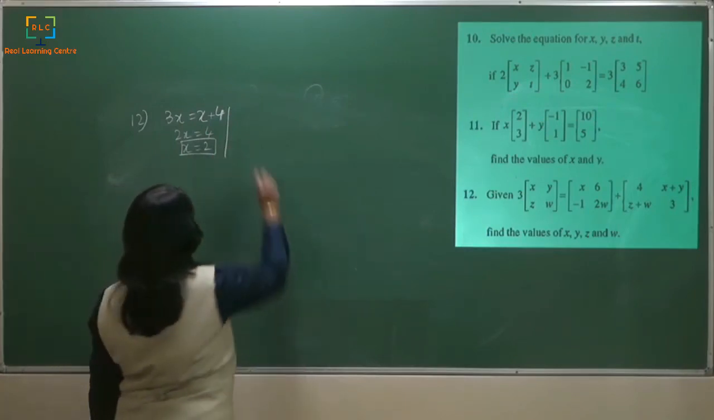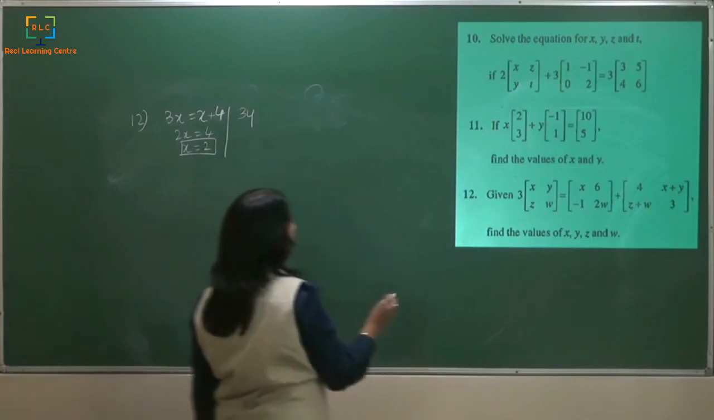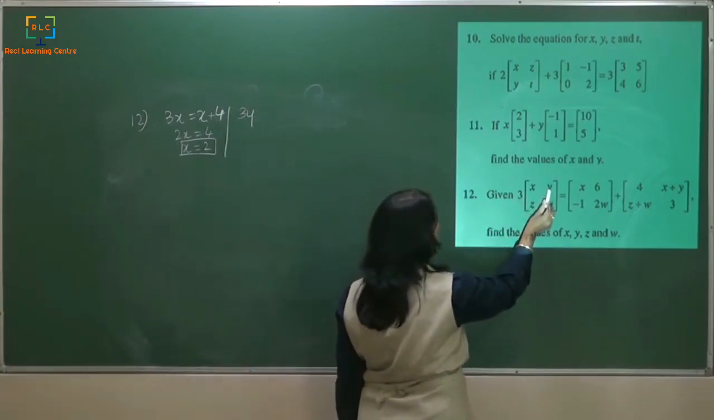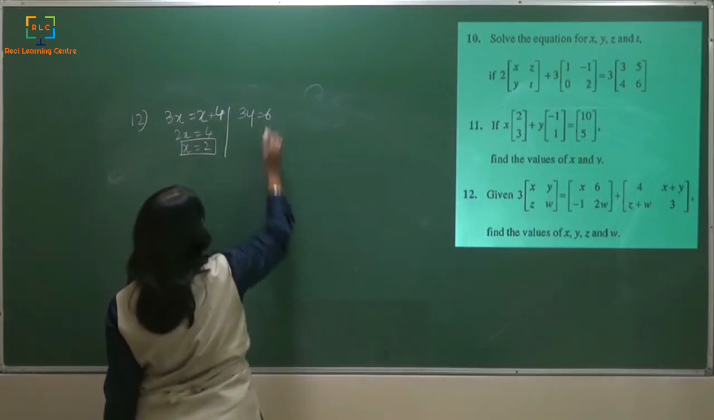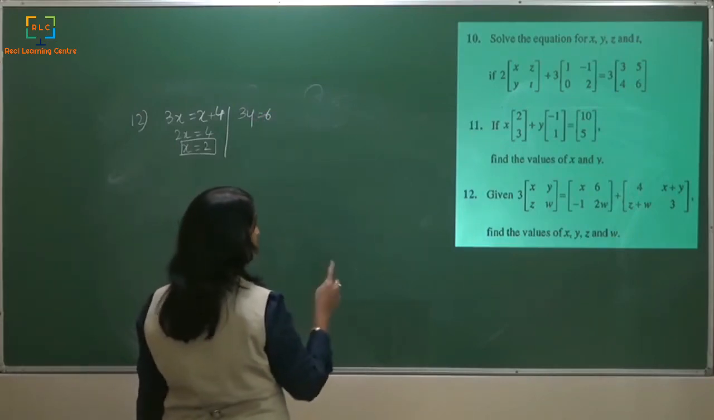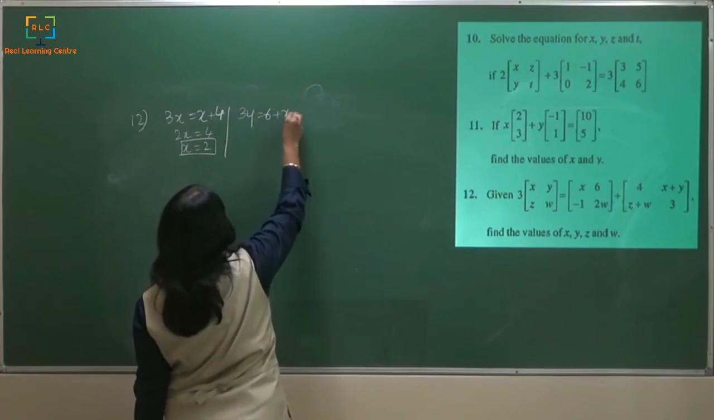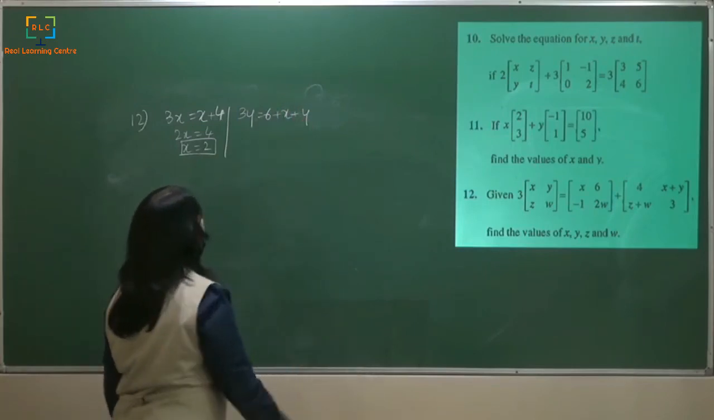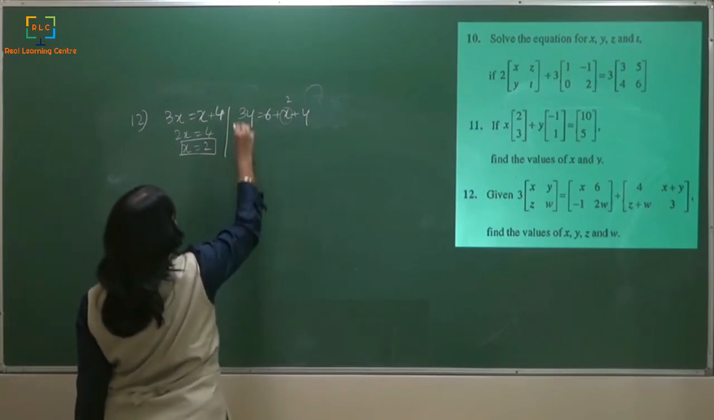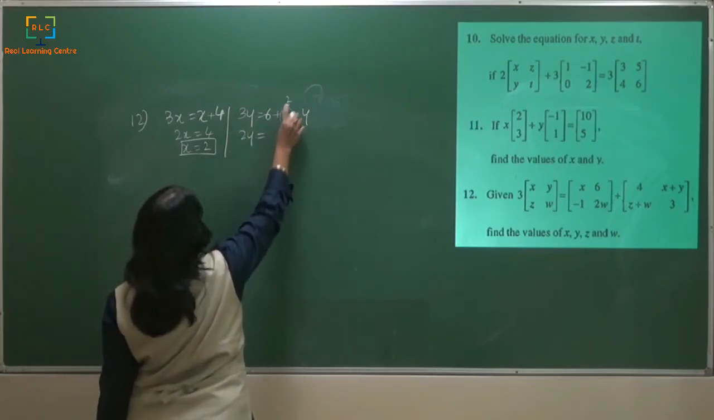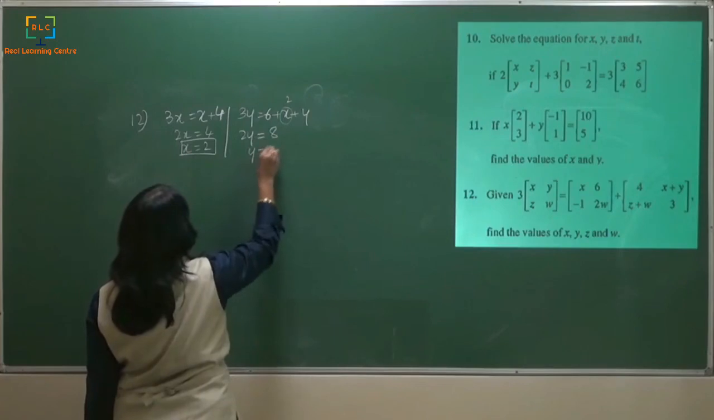3y. 3 into y, the corresponding element is equal to 6 plus x plus y, wherein x is equal to 2. So I got 3y minus y is 2y is equal to 6 plus 2 is 8, y is equal to 4.